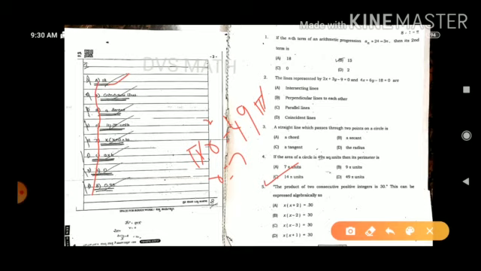Next, fifth question. The product of two consecutive positive integers is 30. Then it can be expressed algebraically. So it is again, observe, quadratic. Product of two consecutive positive integers is 30. Product means multiplication. Consecutive, as you all know, means next numbers like 3 and 4, 5 and 6, 9 and 10. They have to be consecutive.